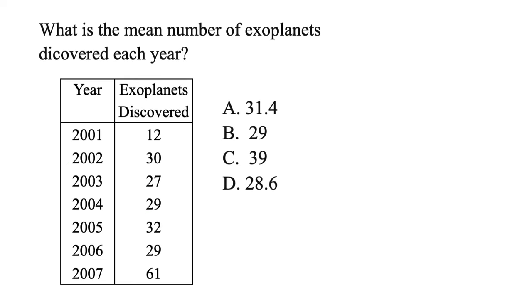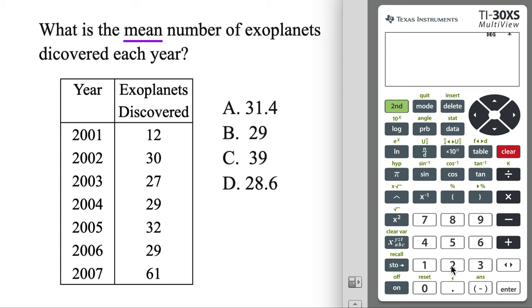What is the mean number of exoplanets discovered each year? The key word is the mean, and it's the same thing as finding the average. It's a two-step process. We're going to add them all up and then divide by how many we have. Now I've already added them up and I got 220. Then we'll divide by 1, 2, 3, 4, 5, 6, 7 things. And that'll give us 31.4.